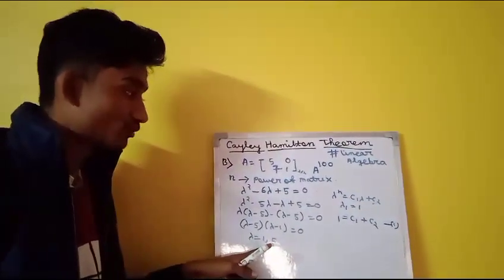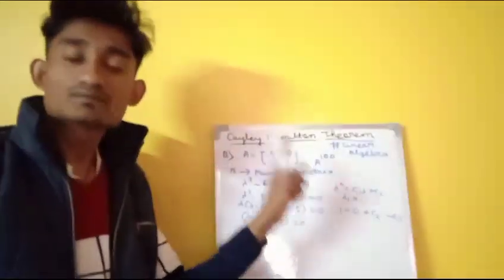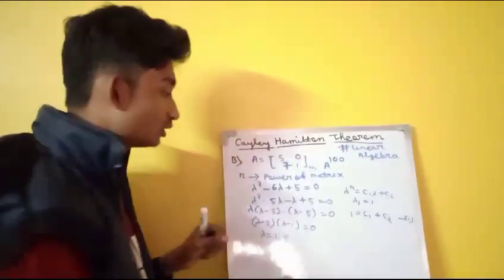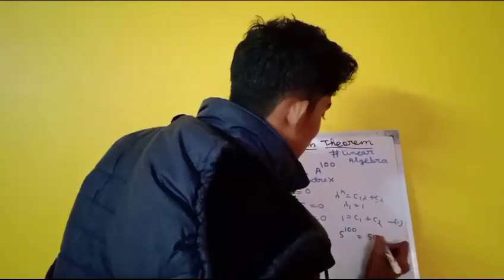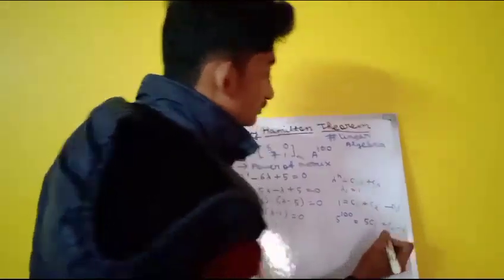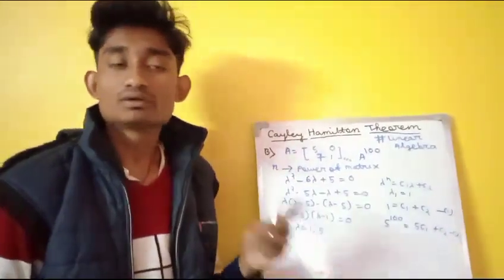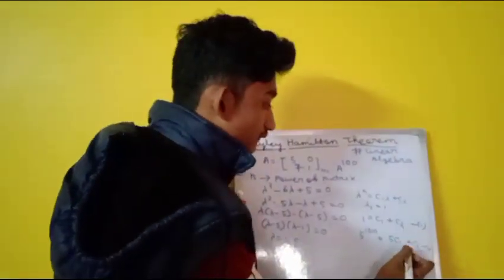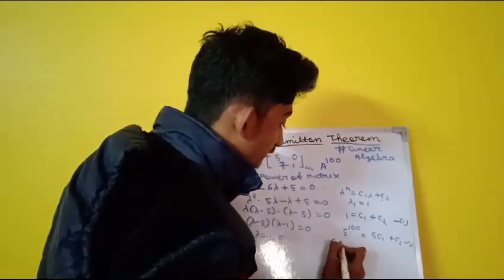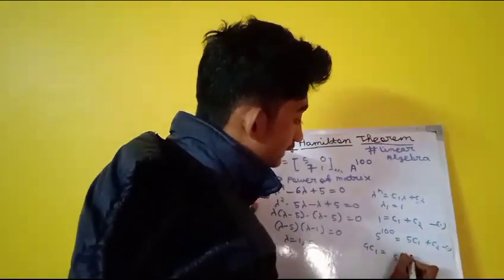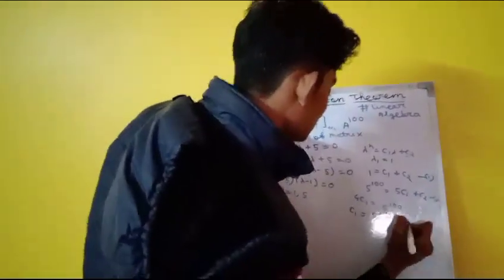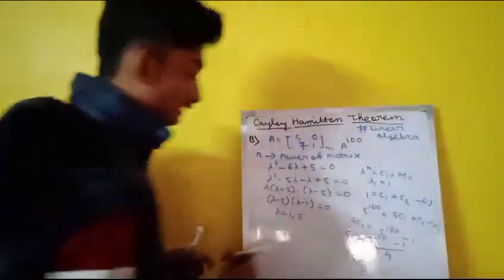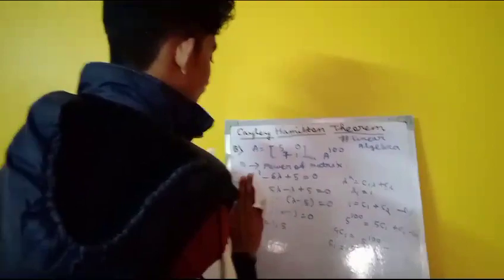Now let's put 5 over here. What is n? 100, because we have to calculate A raised to power 100. So 5 power 100 equals 5c1 plus c2. Now you have two equations and two unknowns, which can be solved using, let's say, equation 2 minus equation 1. That means 4c1 equals 5 power 100 minus 1. So c1 is 5 power 100 minus 1 by 4.